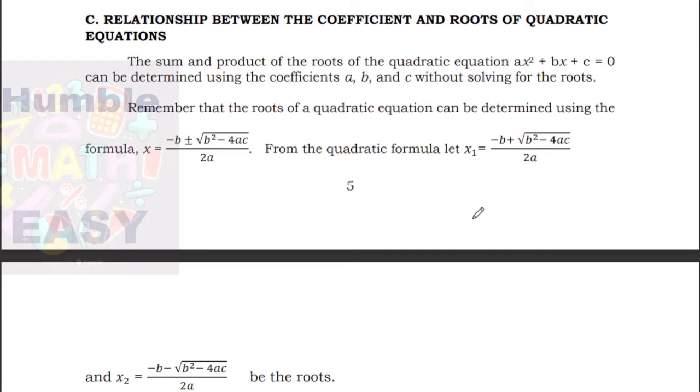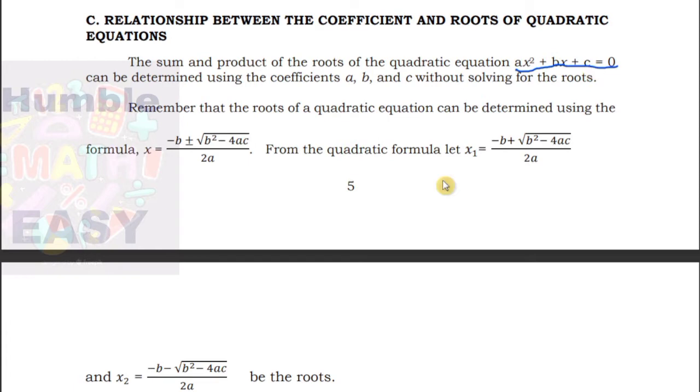The concern of this is knowing the sum and the product of the roots of the quadratic equation given by the formula ax squared plus bx plus c is equal to 0, with the numerical coefficient of the quadratic term, which is a, the linear term, which is b, and the constant term, which is c, without solving the roots.